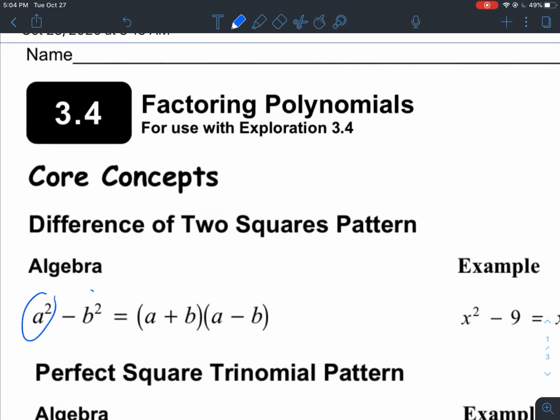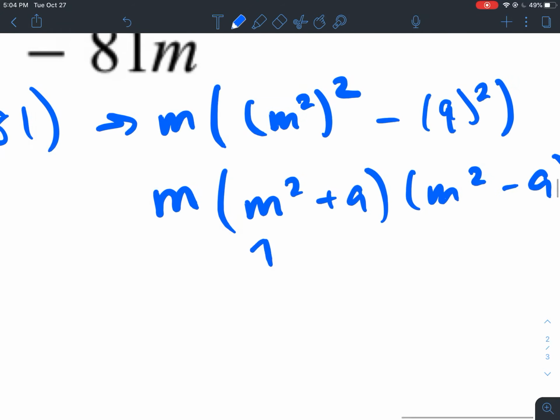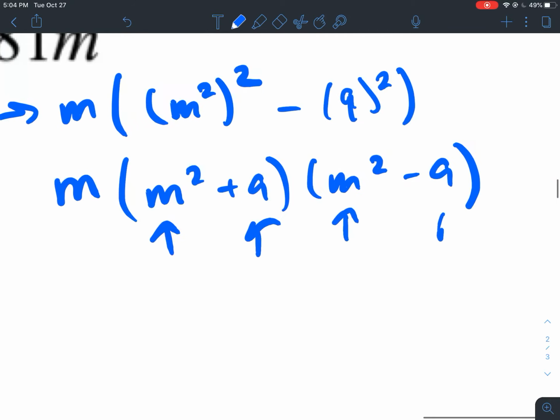So I have two terms, and they're both being squared. The operation between them is subtraction. So then I have a plus b and a minus b. So I have a, which is m squared, and then b, which is 9. Okay?